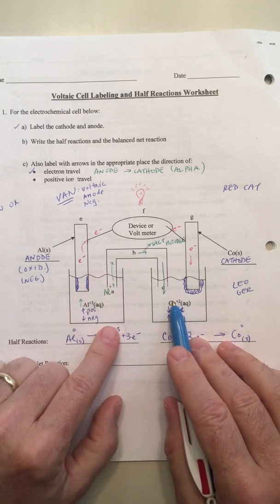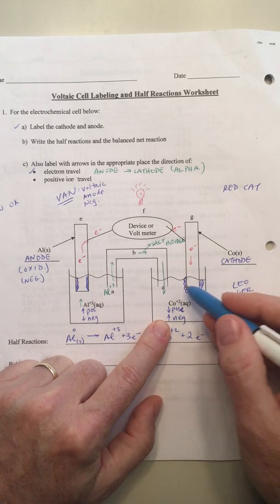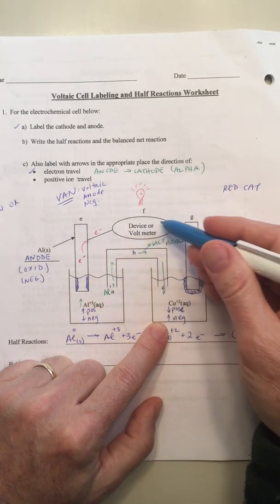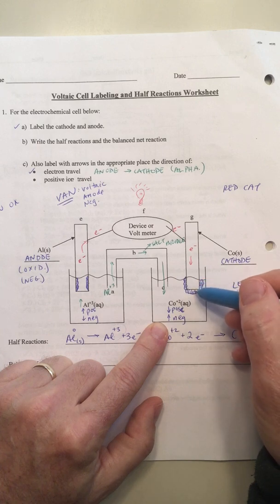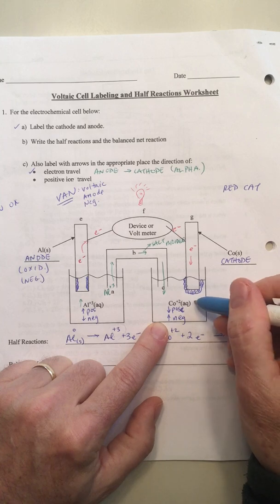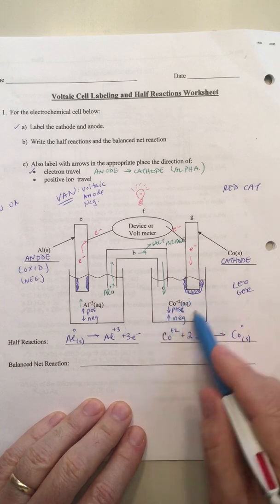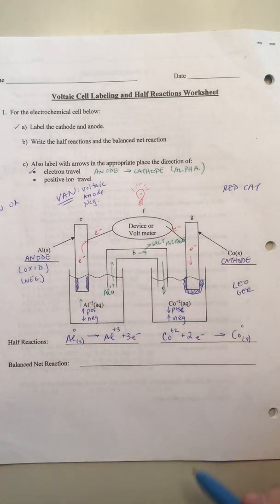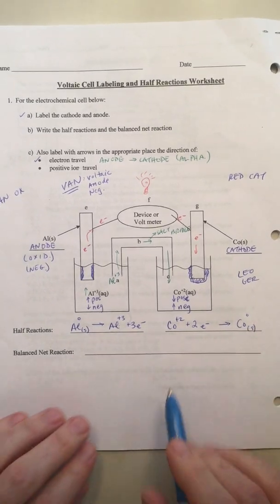If we didn't have a salt bridge, this is going to continue to get more negative, and if you build up negative charge in here, the electrons are not going to flow as much. When they don't flow, the reason is because we already have a bunch of electrons here, and negatives are going to repel the negatives that are trying to get across. So if I keep this positive, it's going to keep the flow of electrons from negative to positive all the way through. Okay? Last thing here is the balanced net reaction.